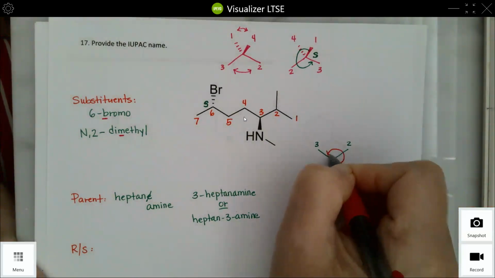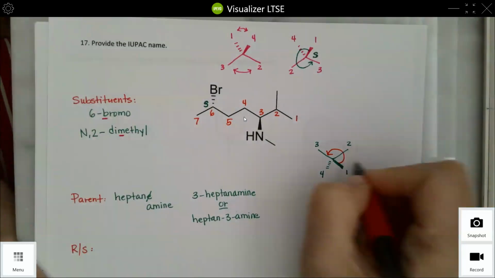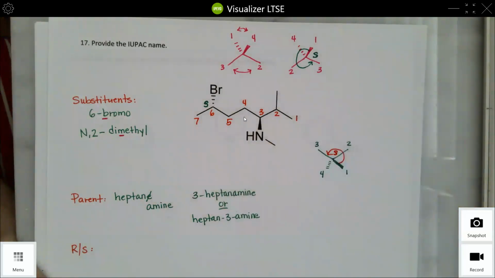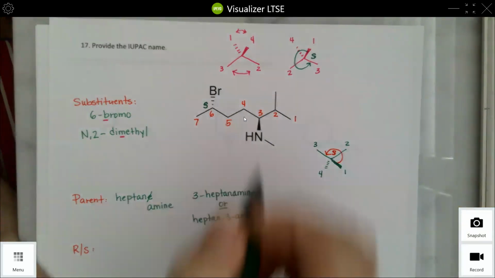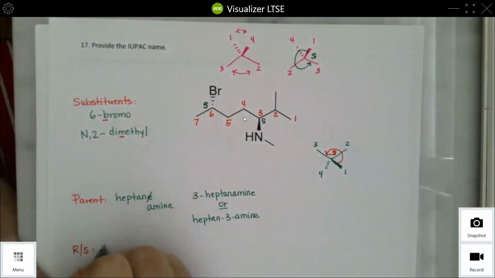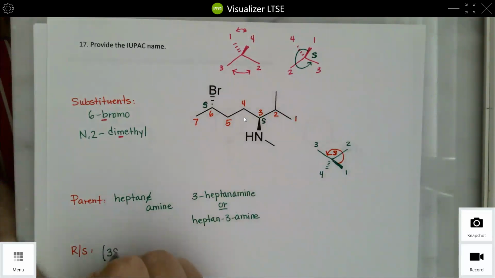So I can just do 1 to 2 to 3. Again, this is a counterclockwise rotation. So this one is also S. Right? So we can draw that in as well. They're both S. Right? So we can do in parentheses, and we'll do this by number, 3S, 6S.